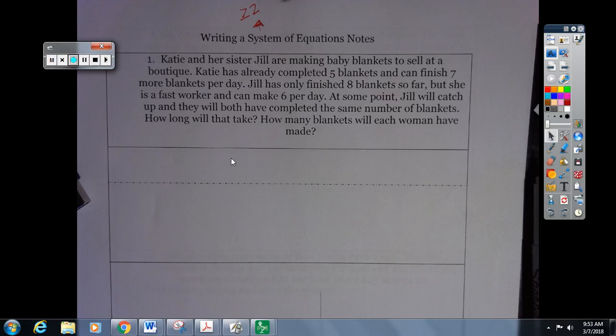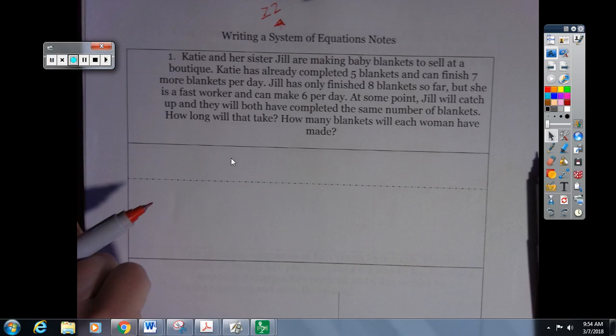Alright, so in the first problem, we see that Katie and her sister Jill are making baby blankets to sell at a boutique. Katie has already completed 5 blankets and can finish 7 more blankets per day. And Jill has only finished 8 blankets so far, but she's a fast worker and she can make 6 more per day. At some point, Jill will catch up and they will have completed the same number of blankets. How long will that take? How many blankets will each woman have made?